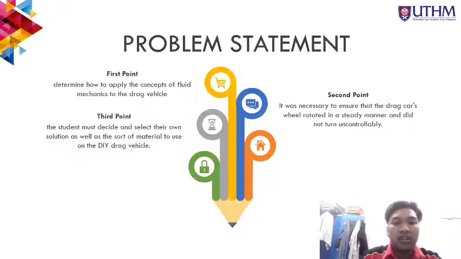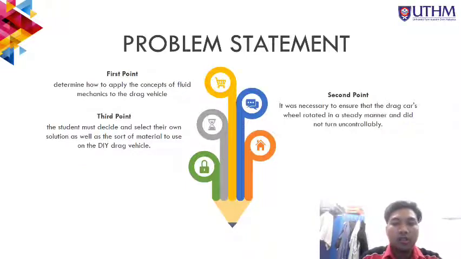Second point is it was necessary to ensure that the drag car will move in a steady manner and not turn uncontrollably. For the second problem statement, we make sure the base body of the car is stable, which is when the car needs to go fast, but it must be stable and not rotate. The base body doesn't rotate uncontrollably. So we need to make sure the rotation of the wheel is steady.